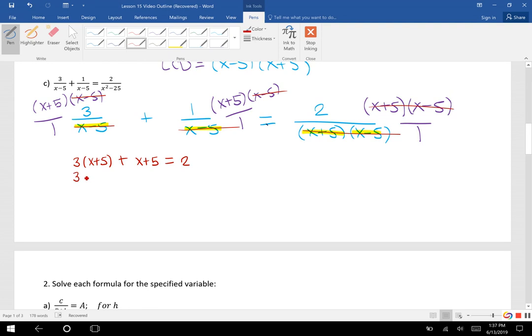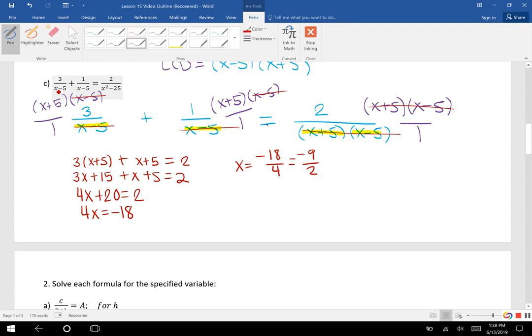So I'm going to get rid of parentheses. This is 3x plus 15 plus x plus 5 equals 2. Combine like terms. 4x plus 20 equals 2. Minus the 20. So 4x is minus 18. And then if I divide by 4, let's see, 18 divided by 4, that's negative 9 over 2, or negative 4.5. Does that give me 0? Well, the only things that would give me 0 in the denominators are 5 and negative 5. And so since I didn't get those, my answer is negative 9/2.